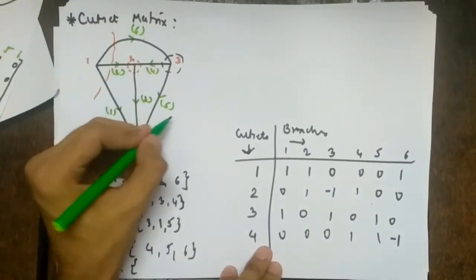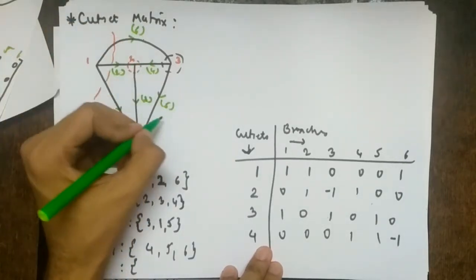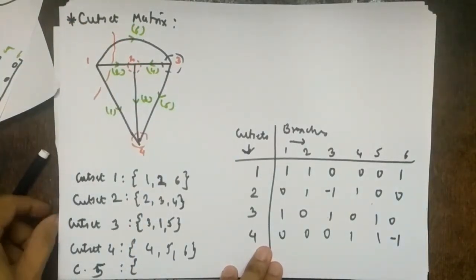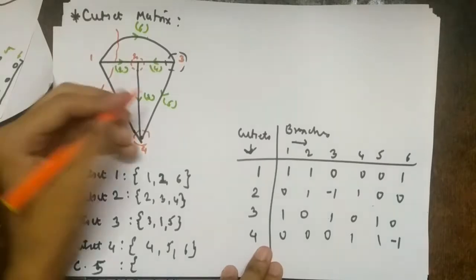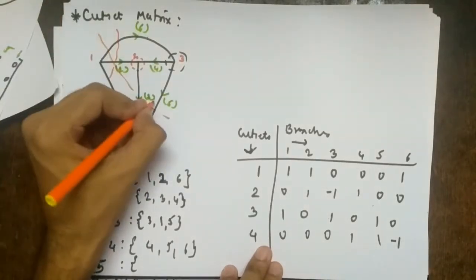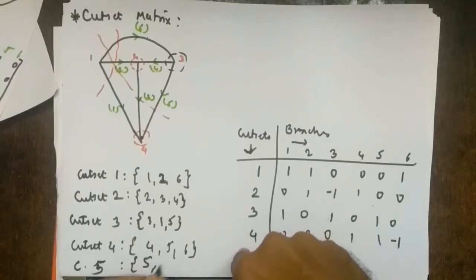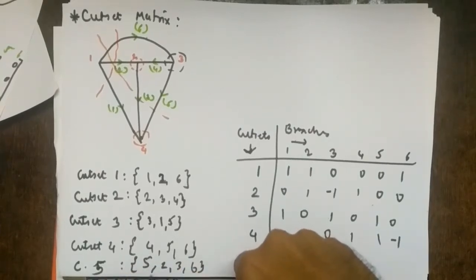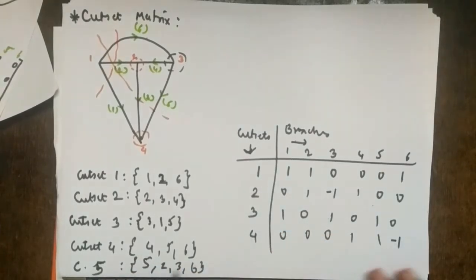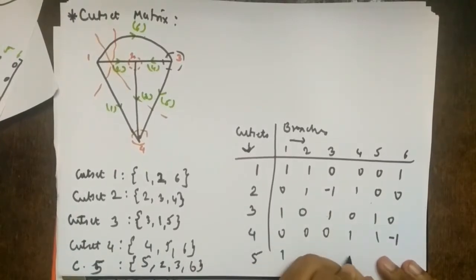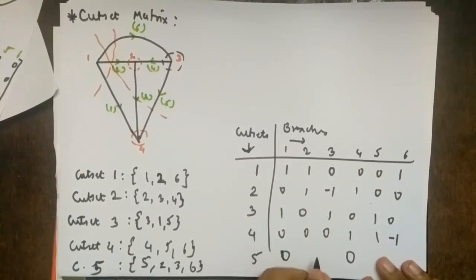So which options are gone? This is gone, this is gone. But you can go in which way? You can go like this. So 5, 2, 3, 6, right? So 5, 2, 3, 6 means 1 and 4 are 0. So 1 and 4, sorry, 1 and 4 are 0.